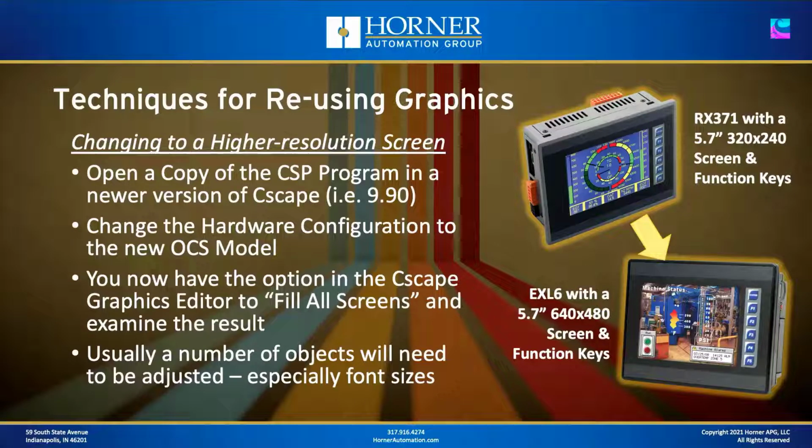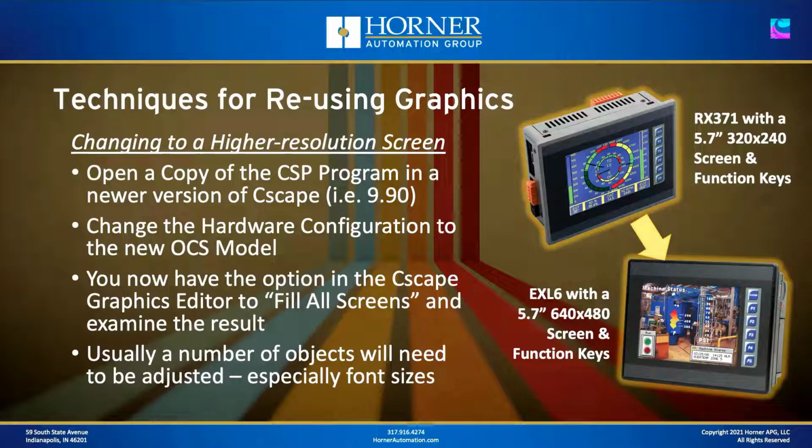Now the procedure we're going to go through as we update our graphics is outlined on the screen there. Let me summarize it for you. Effectively, we're going to open up a copy of that Cscape program that we acquired, but we're going to do it in a modern version of Cscape, for instance, Cscape 9.9. And since our resolution is going from low resolution to high resolution, the next step is we're immediately going to go to the hardware configuration and change from our RX371 model to our new model, which in my case here is an EXL6.